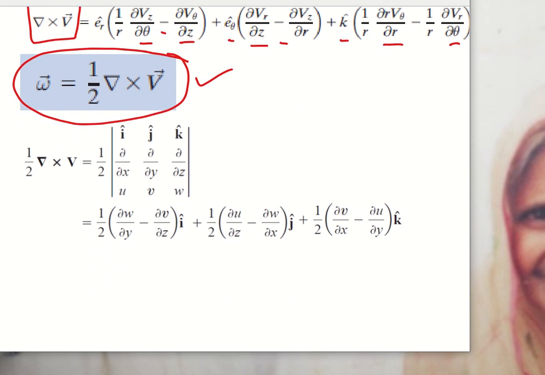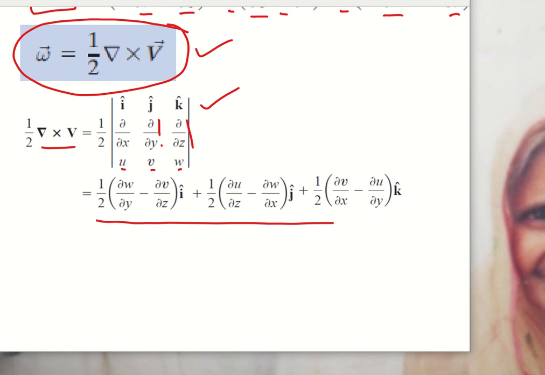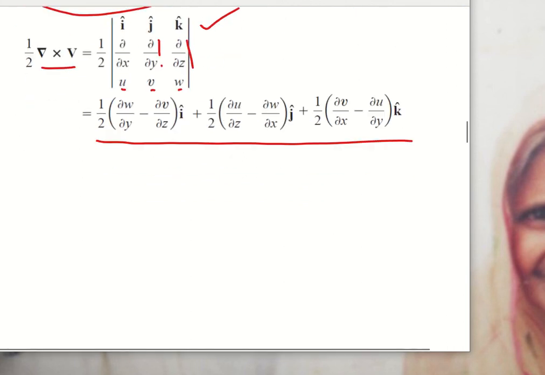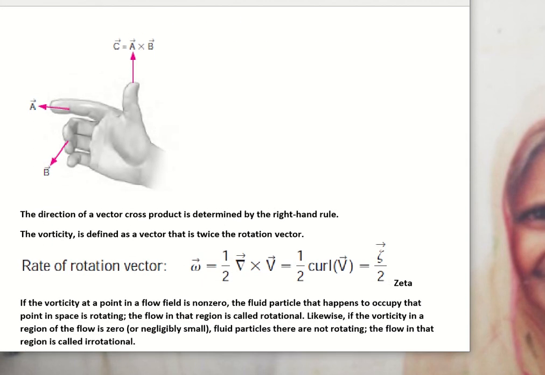As far as this curl of v is concerned, it may be written in this format also. You have studied this in mathematics also, but for the sake of completeness, I am writing it here as well. i j k, del over del x, del over del y, del over del z, and for the Cartesian coordinate system, it is u, v, w. If we expand it, we will get this term, which is equal to omega, meaning the rate of rotation of the fluid element. Now the direction of the vector cross product is determined by this right hand rule.